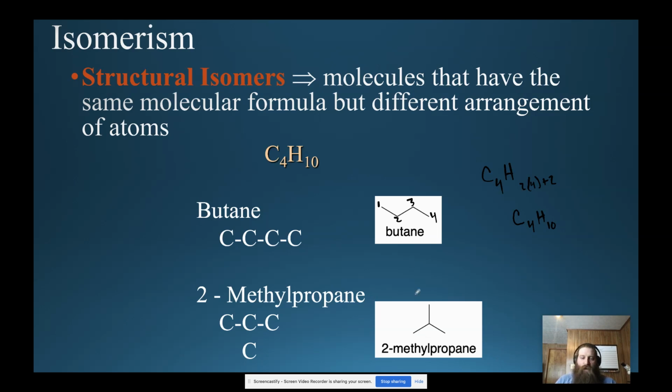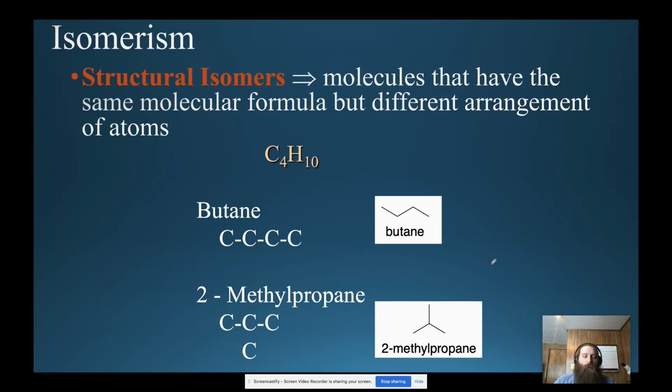All right, same thing here. We have carbon, carbon, carbon, carbon. So we have 4 carbons, right? And then we have 1, 2, 3, 4, 5, 6, 7, 8, 9, 10 hydrogens. So this is the same formula. But it's two different structures.